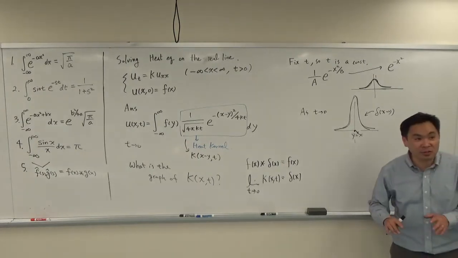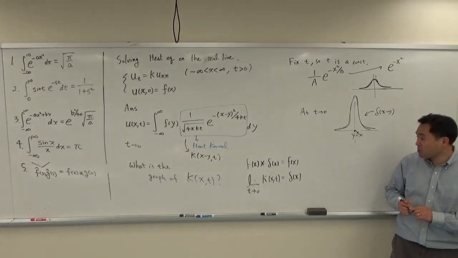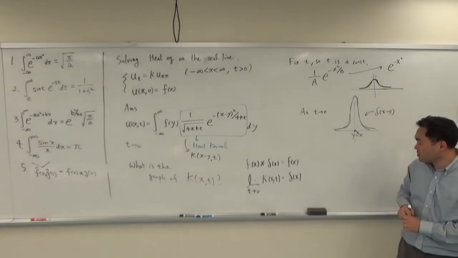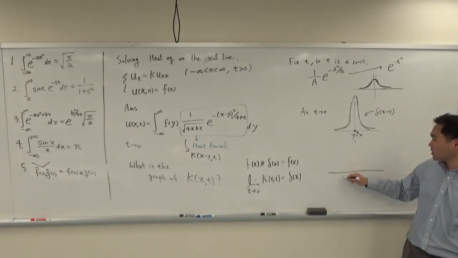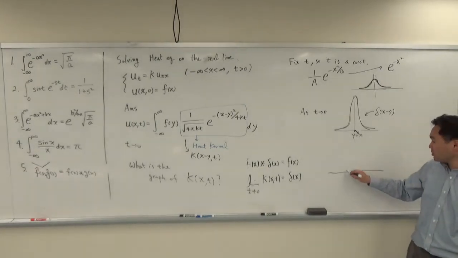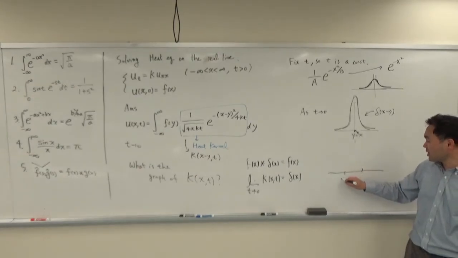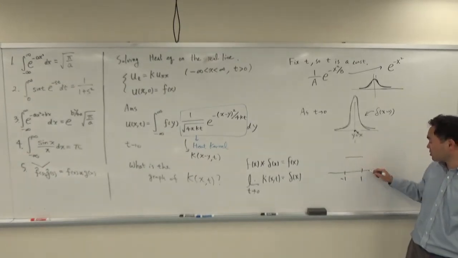You can kind of see another interesting aspect of this. If you have some initial condition, let's say you have an infinite rod, and you only have the temperature from -1 to 1. So you have some high temperature there and 0 everywhere else.